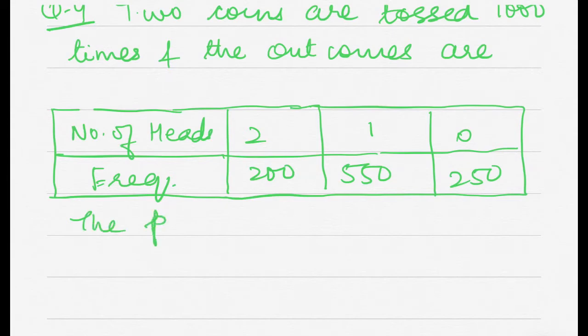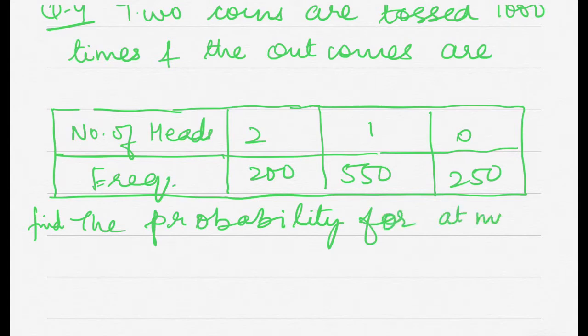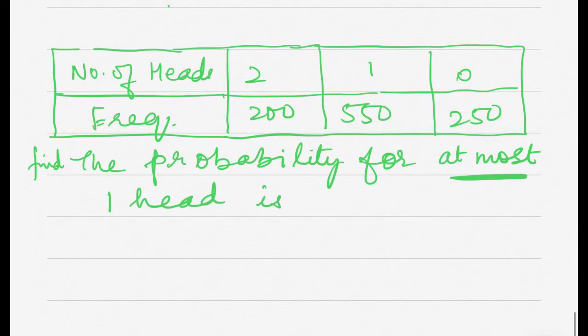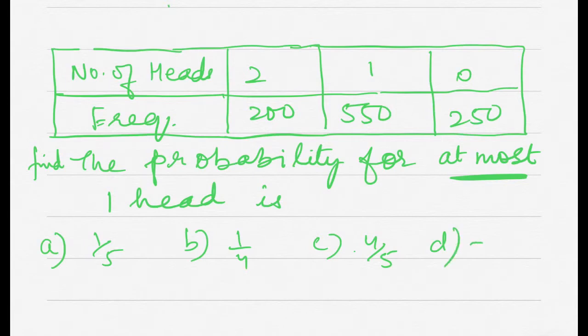Now you have to find the probability for at most. Remember this, at most 1 head, is. Now again this is a multiple choice question. So A is 1/5, B is 1/4, C is 4/5, and D is 3/4. So these are my options. Again, we'll move to our solutions.